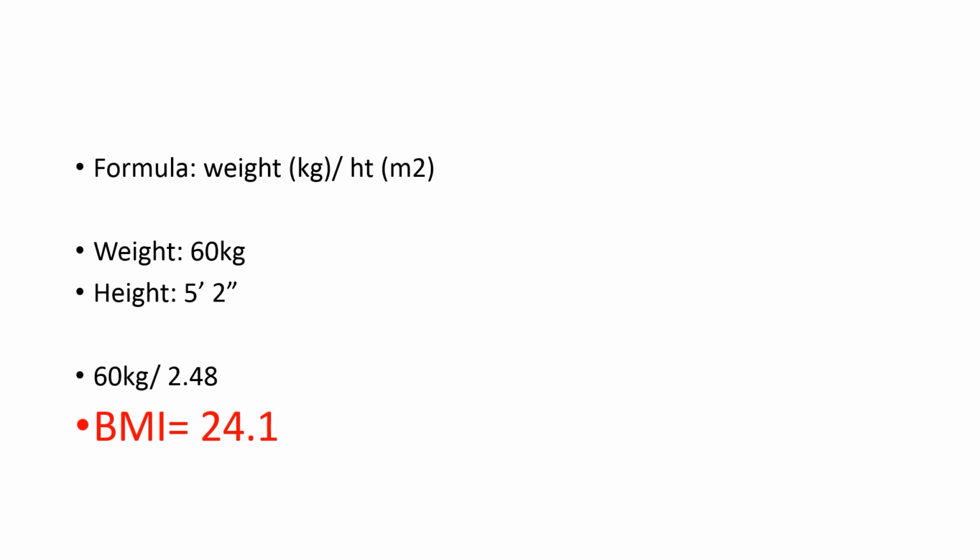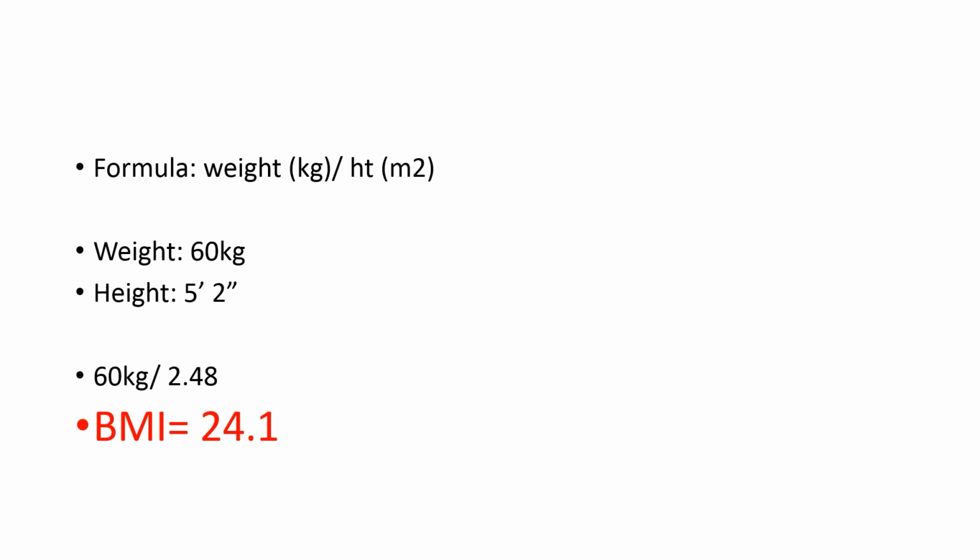Okay, now that we have finished converting, let's proceed to the computation. So again, the formula for BMI is weight in kilograms over height in meters squared. If, for example, a person's weight is 60 kilograms and the height is 5'2", as given earlier, then 60 kilograms divided by 2.48 would give you a BMI of 24.1.